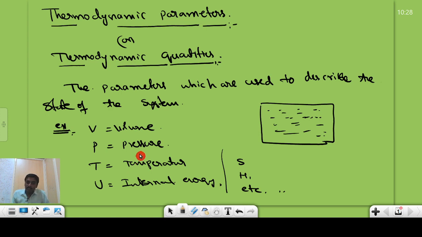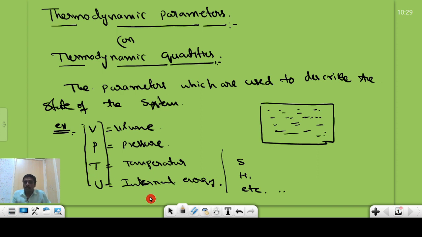Let me recall the definition. Quantities which are used to describe the state of the system are called thermodynamic quantities or thermodynamic parameters. Examples are volume, pressure, temperature, internal energy, entropy, enthalpy, Gibbs free energy, and so on. So many parameters are there. Generally we will confine ourselves up to here, and we will discuss these quantities in more detail.